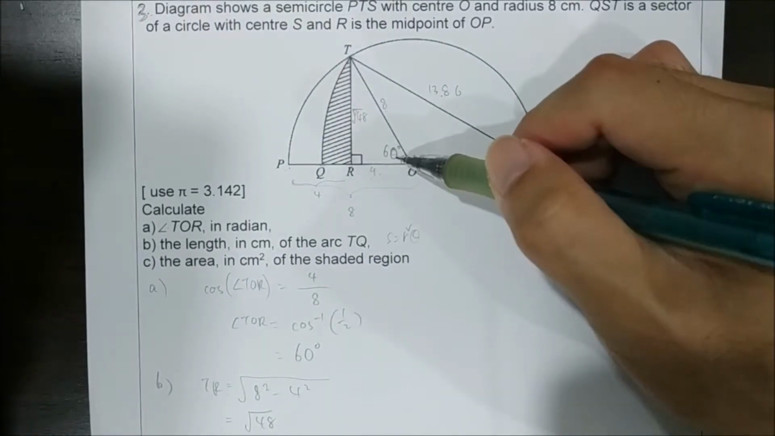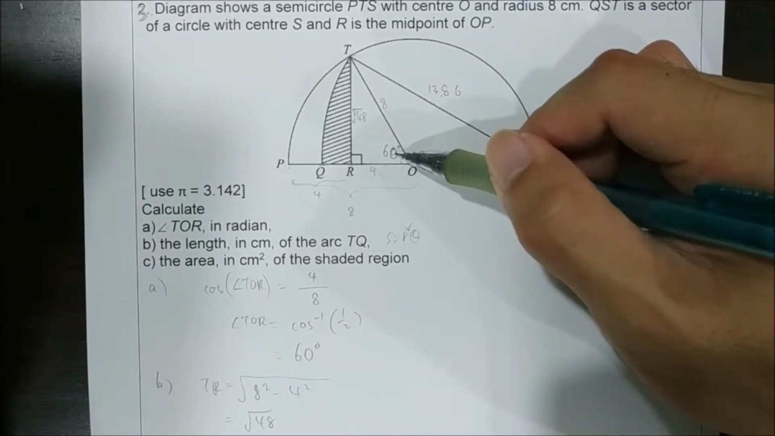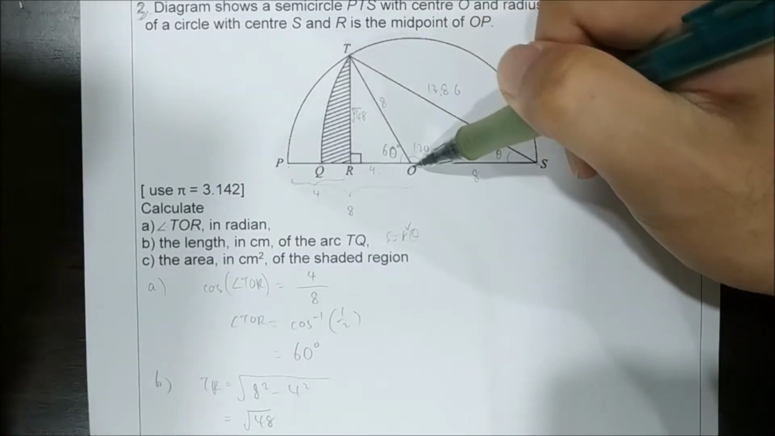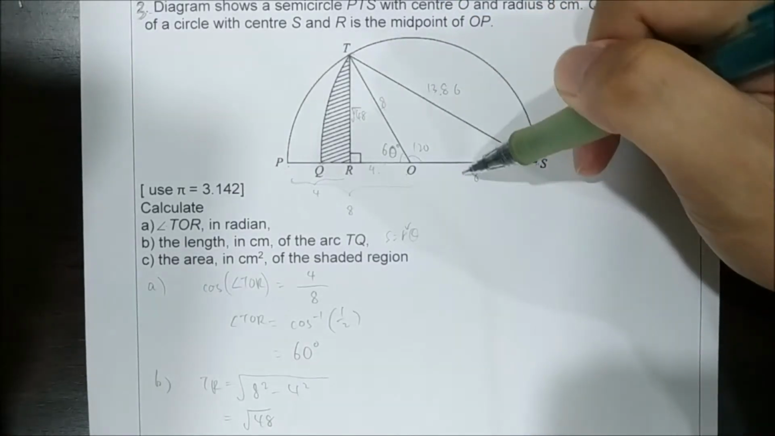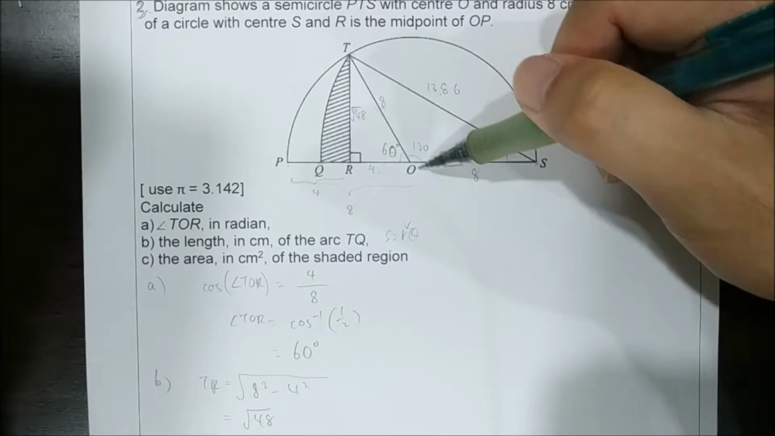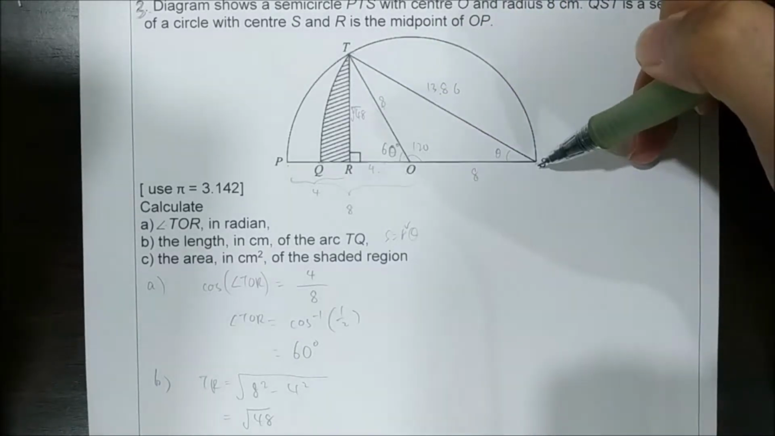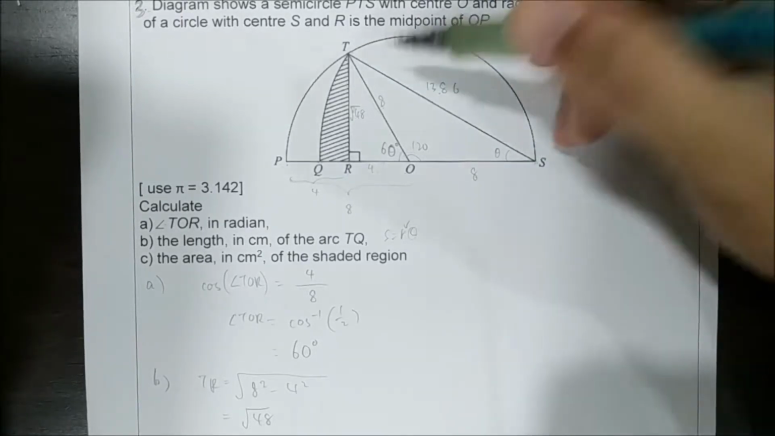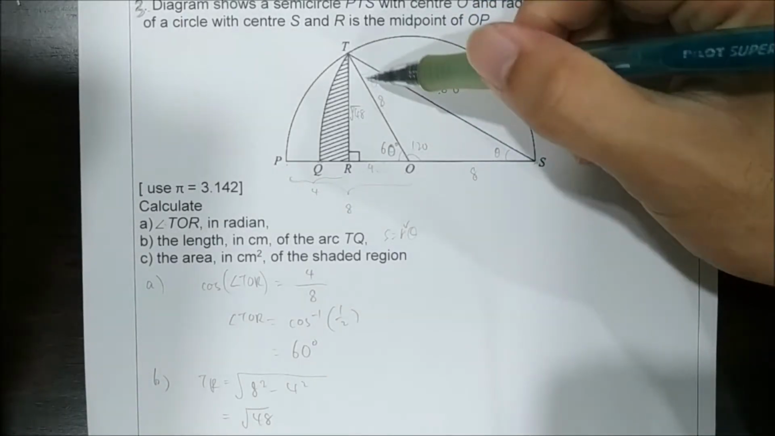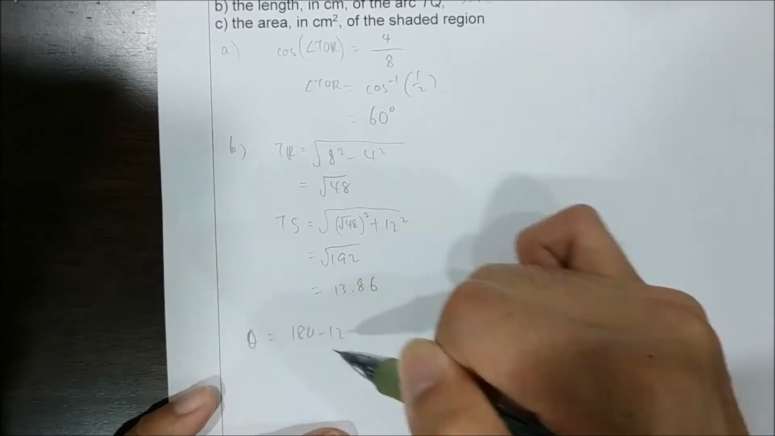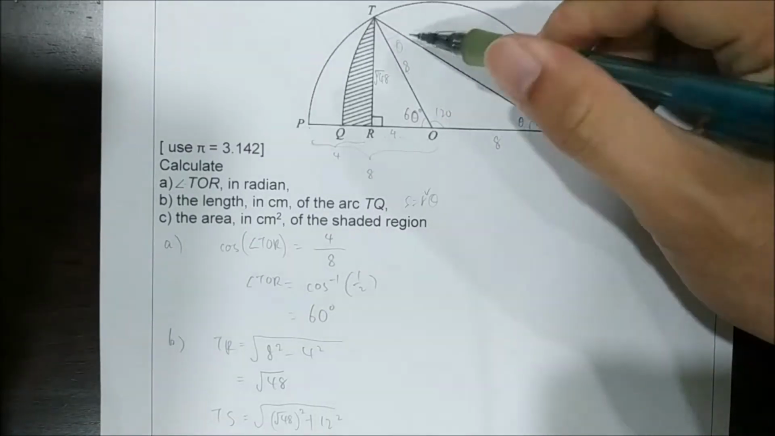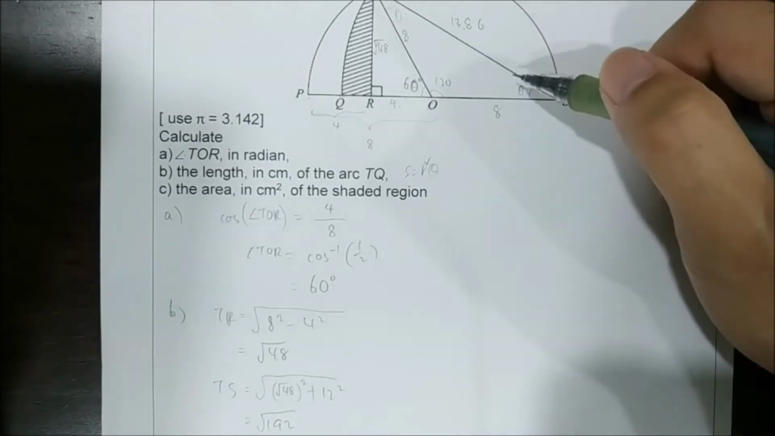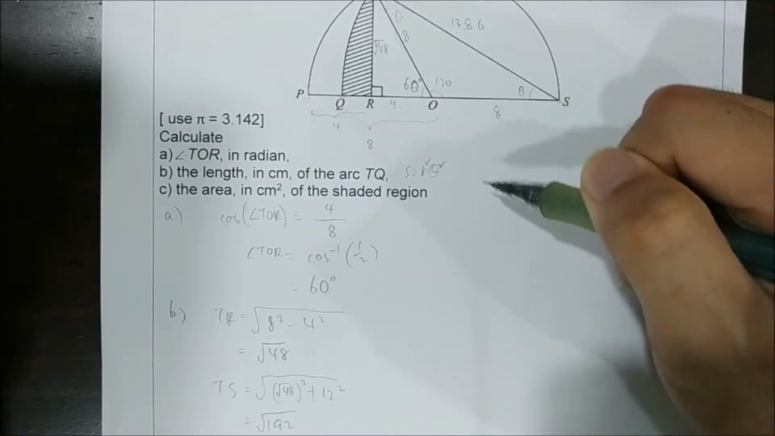So since we know that this is 60 degrees, 180 minus 60 you get here is 120. And since this here and this here are radius, they have the same value. Hence, this TOS is actually an isosceles triangle, so we know that this angle and this angle have the same value. I know that this is 30 degrees, so now we have the second information.